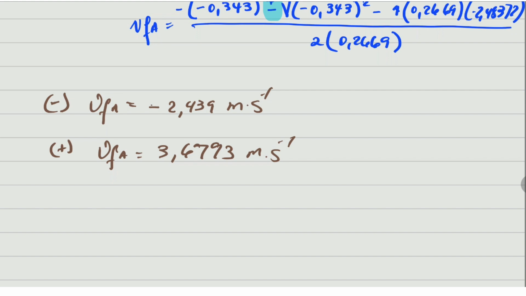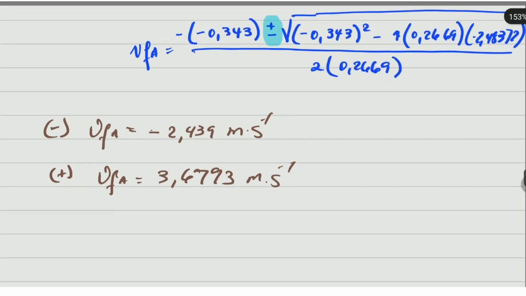Now, which one is the correct one? Okay, that may be a little bit tricky. Here is the answer when I use the minus at the front of the square root, and here is the answer when I use the plus. Now, which one is the correct answer? First of all, this speed means that the block continues moving to the right, which we don't know, maybe or maybe not.